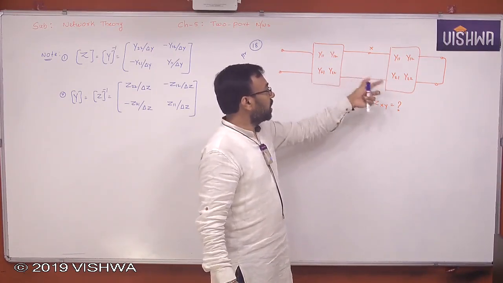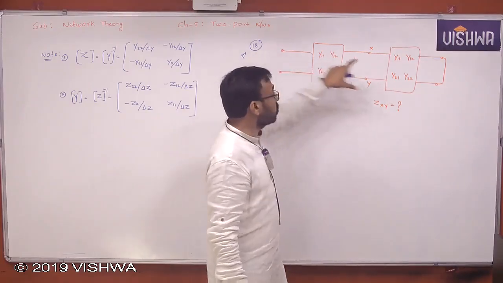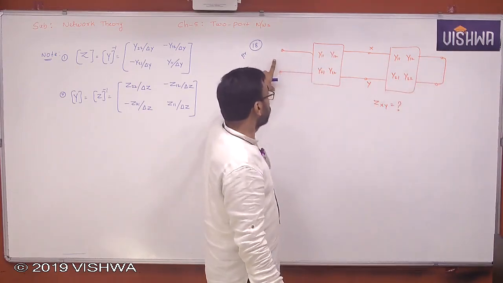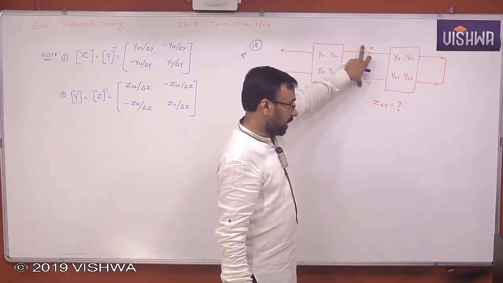Two-port networks are connected in what? Cascade, but with Y parameters. But this two-port network is open, and this two-port network is shorted here, second port side. Here is the primary, first port side, okay? First port side open, and we are expected to determine ZXY here.